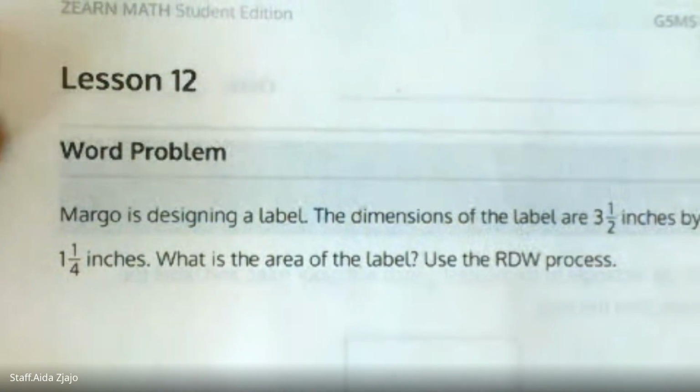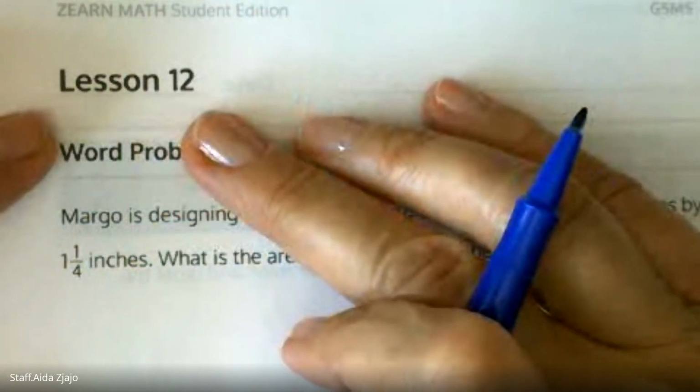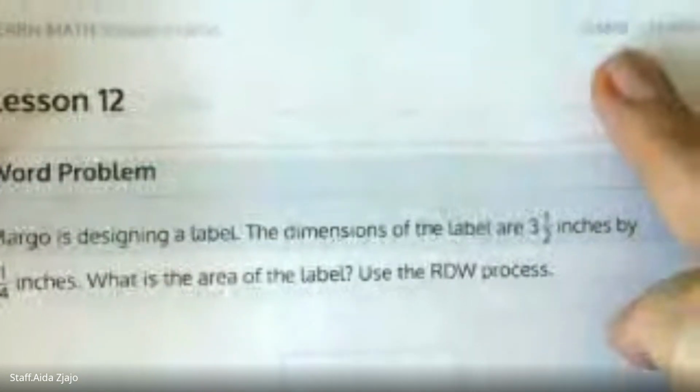Hello, guys. It's Mrs. Z. Today we are working on Grade 5, Mission 5, Lesson 12. As I said, it is a word problem. Okay, let's see what the story says.